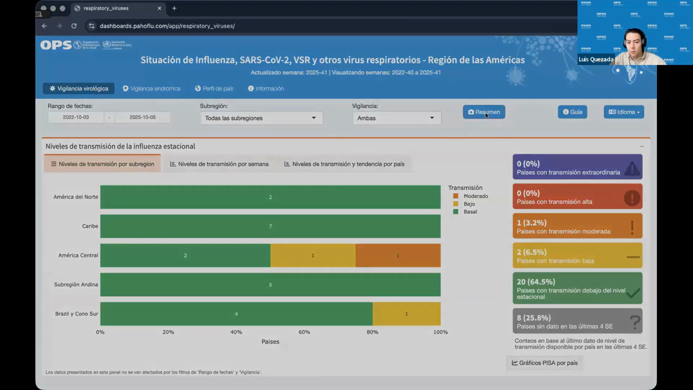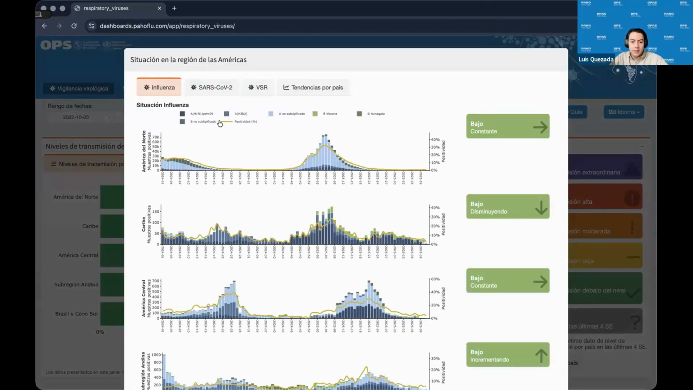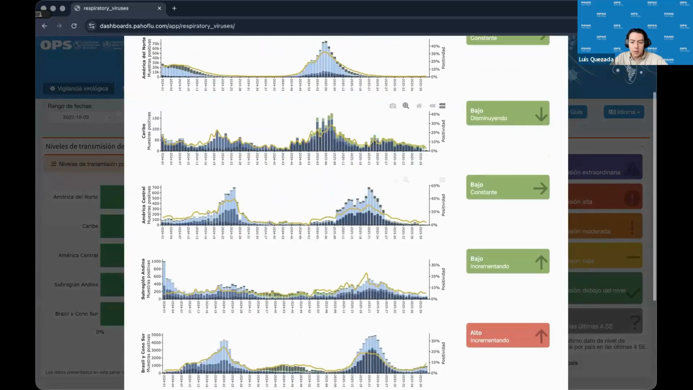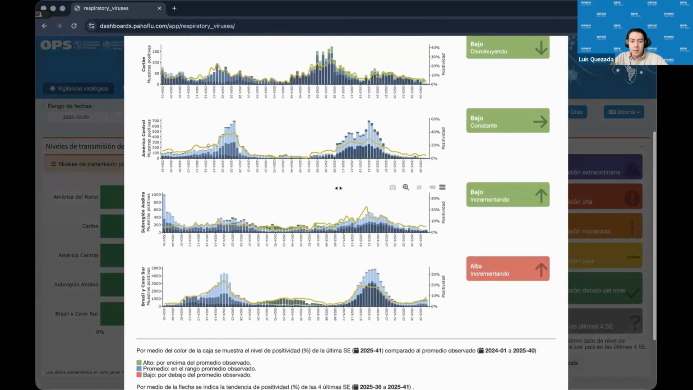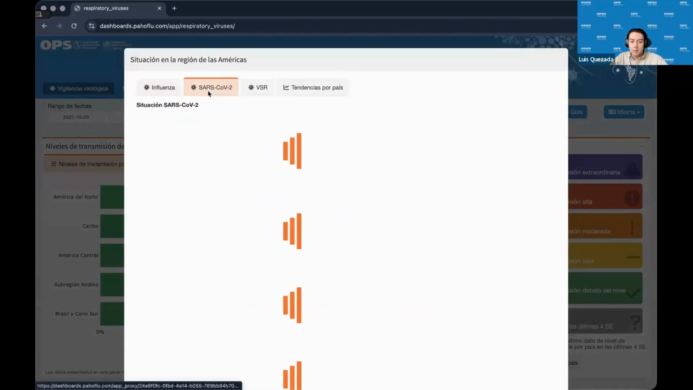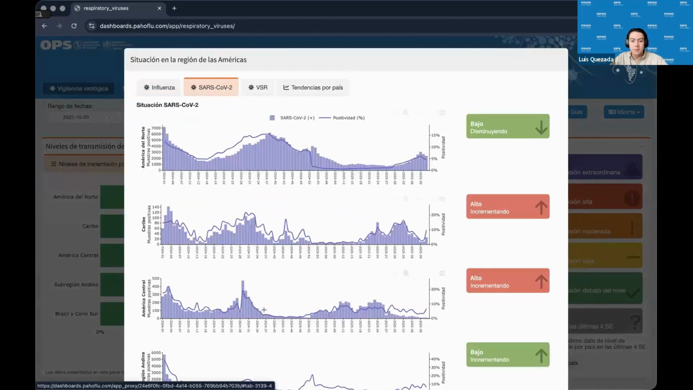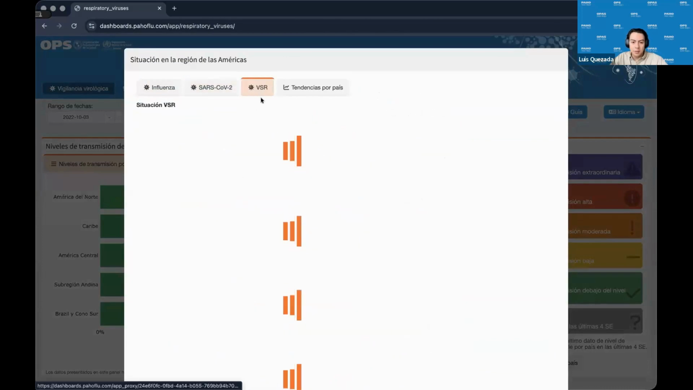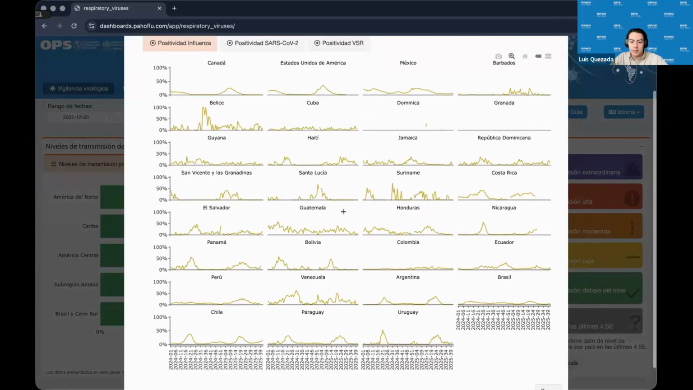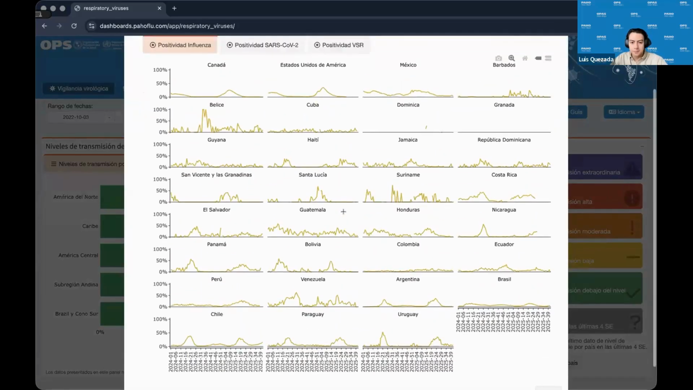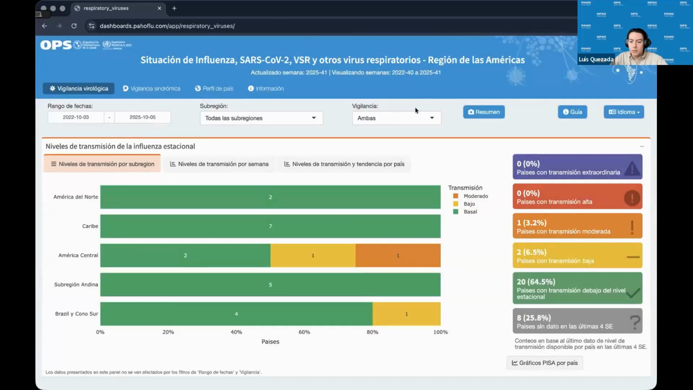On the right-hand side, there is a summary button. When you click there, it deploys a summary for the past and current years for each of the principal viruses on this dashboard. As you can see, there are graphs for each region and trend boxes that allow us to see the recent situation. This is for influenza, and we also have data for SARS-CoV-2 and respiratory syncytial virus, and also a tab that gives us the details for each country regarding the most recent trends.